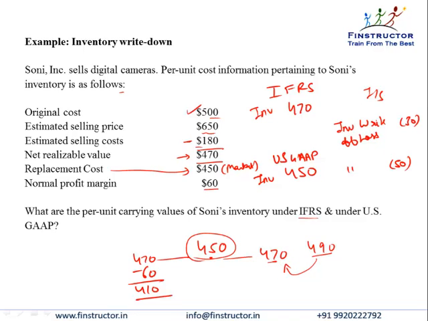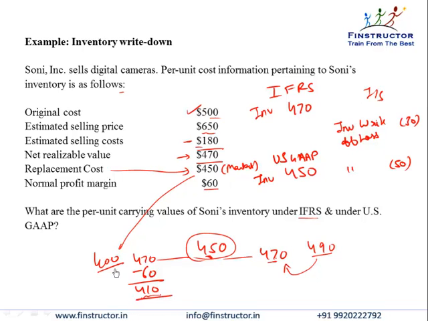That is, the market always has to be between NRV and NRV minus a normal profit margin. If the replacement cost was not 450 or 490, rather it was a number of $400. In that case, I would not be allowed to write it down all the way till 400. I would only be able to write it down till 410, that is the NRV minus a normal profit margin.